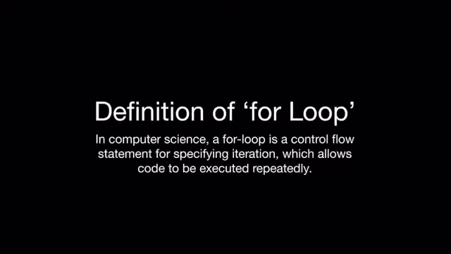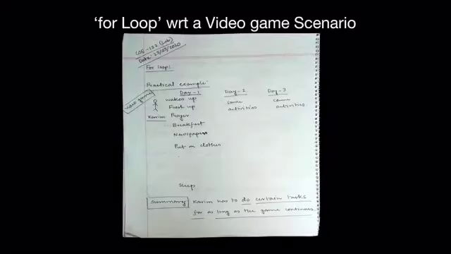In computer science, a for loop is a control flow statement for specifying iteration, which allows code to be executed repeatedly. This is a formal definition, but I want to explain this concept in an informal way. Let's take a video game as our medium of communication for the time being. Let's suppose we are building a video game.